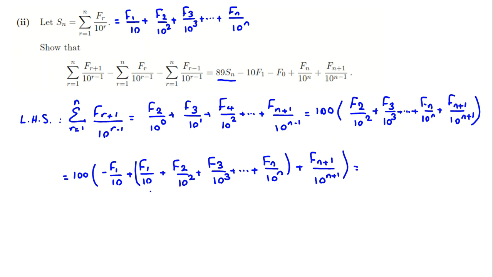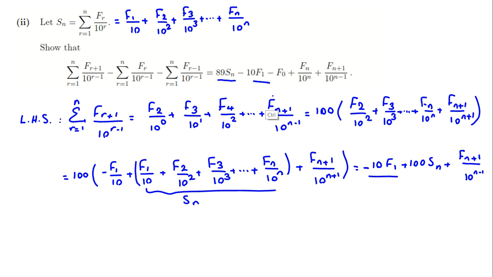Now here, this part is what? By definition of Sn, it is exactly Sn. So 100 times negative f1 over 10 will be negative 10 f1, plus 100 Sn, plus 100 times f(n+1) over 10 to the n plus 1, it will be f(n+1) over 10 to the n minus 1. And as you can see, negative 10 f1 we have here, and f(n+1) over 10 to the n minus 1 we have here.